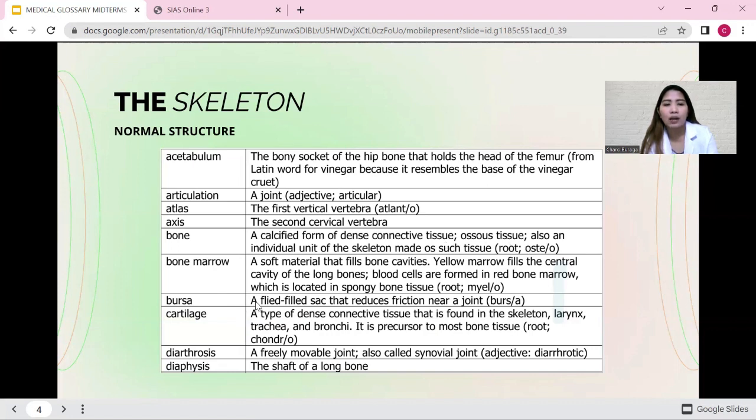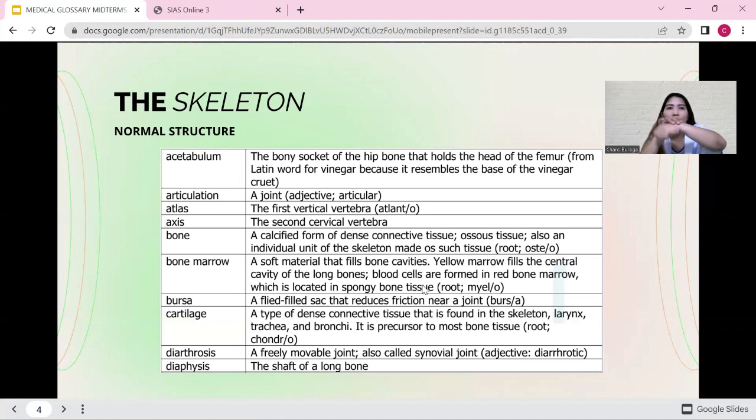Okay, the bursa. It is a fluid-filled sac that reduces friction near a joint. Okay, pag yung joints na yun, that is a fluid. May mga fluid kasi dyan, yung joints, kaya natin nagagalaw itong mga to natin, it's because nagpapagalaw dyan is the joints.